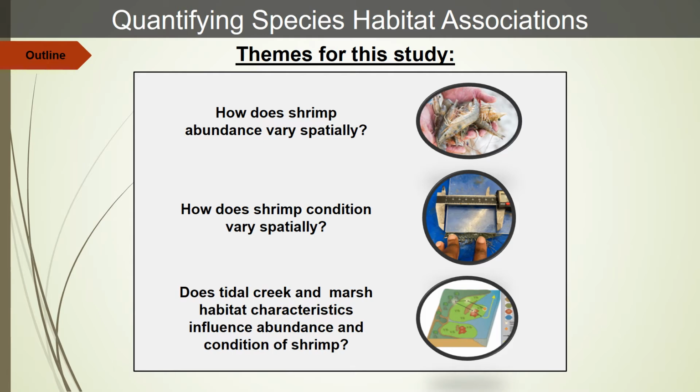In this talk, I will be covering three main themes or questions. One, how does shrimp abundance vary spatially? Two, how does shrimp condition vary spatially? And three, how does tidal creek and marsh habitat characteristics influence the abundance and condition of shrimp?